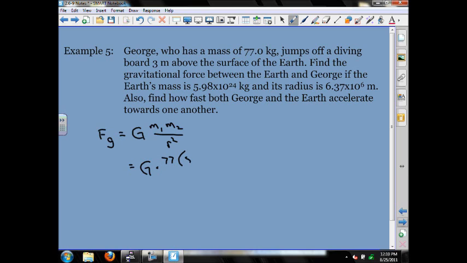The Earth's going to win? Yeah, the Earth usually wins. We're talking about objects that are on the Earth. The sun totally wins.